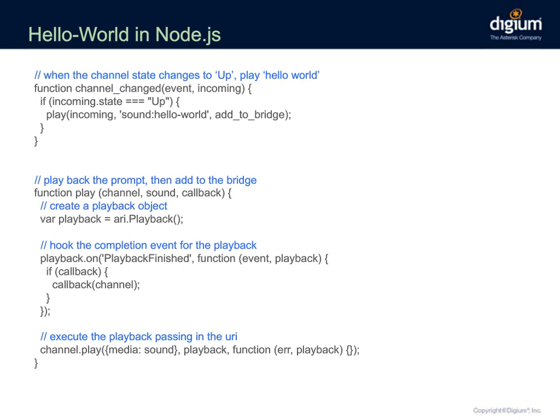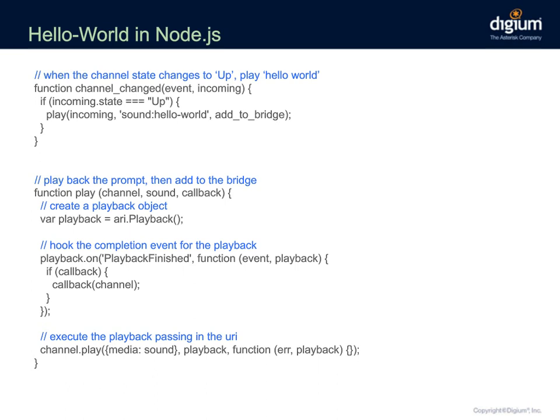When it goes to a different state, this will get called, and it'll check the actual state value. And if that state value is listed as up, then it's going to play a file. And here you again see our sound: hello world over this channel. And then it's going to set another callback, which is add to bridge, so that as soon as it gets done with the playback piece, it then goes on to the add to bridge function.